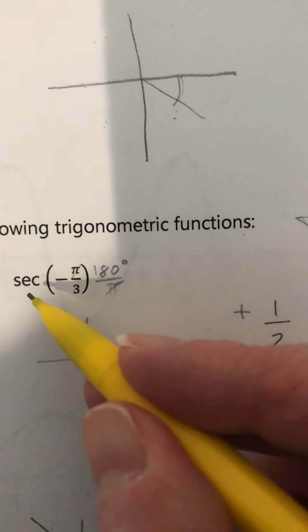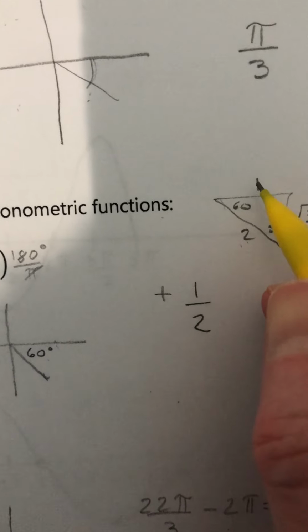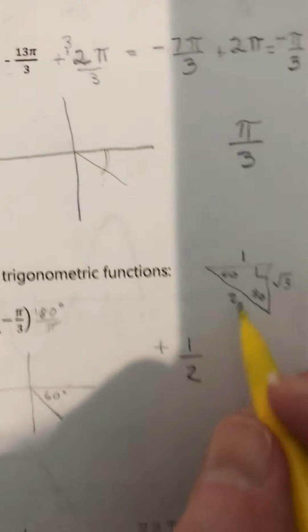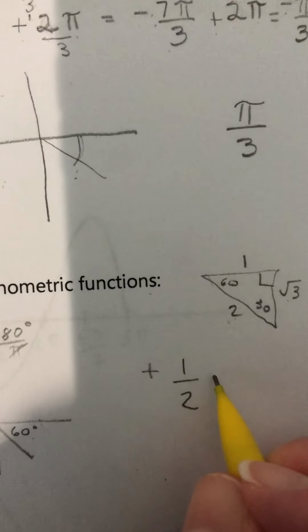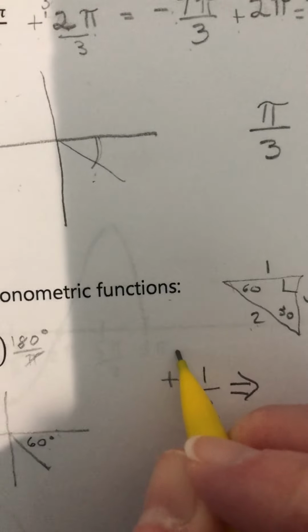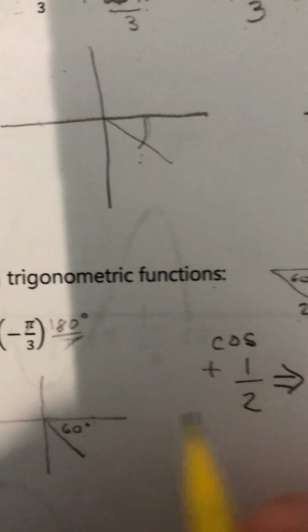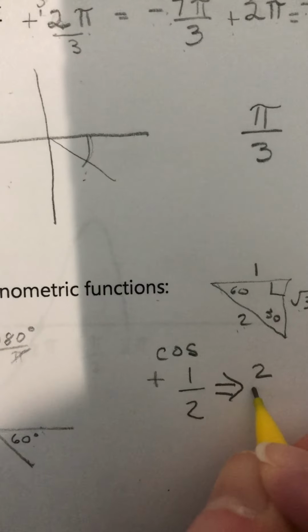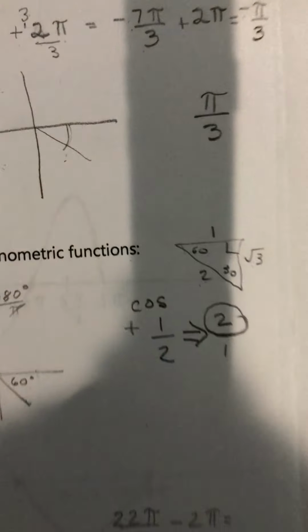Secant is the reciprocal of the cosine. So if cosine is adjacent over hypotenuse, then you would use hypotenuse over adjacent. So the positive 1/2, that's your cosine. You want to flip that. This is the cosine, and it's positive because the x coordinates are positive. You want to flip that, and you want to use 2 over 1, the hypotenuse over the adjacent, which is just positive 2.